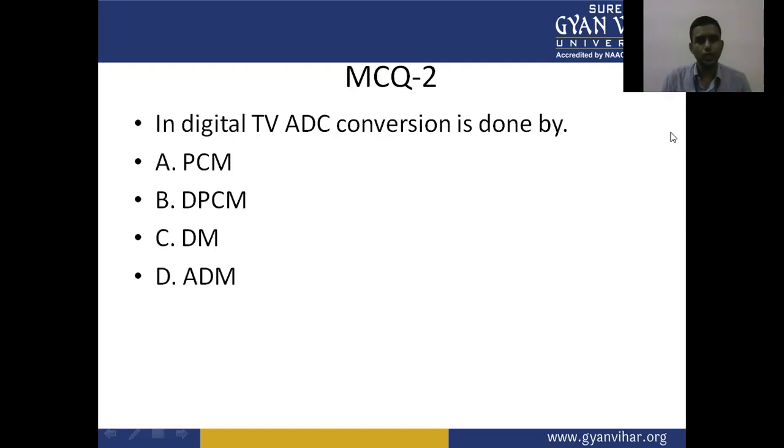Second multiple choice question: in digital TV, analog to digital conversion is done by A, PCM; B, EPCM; C, DM; D, EDM. PCM stands for pulse code modulation, EPCM for differential pulse code modulation, DM for delta modulation, and EDM for adaptive delta modulation. So, in the digital TV system, which type of analog to digital conversion is done?